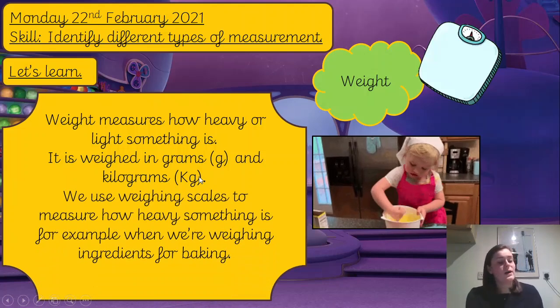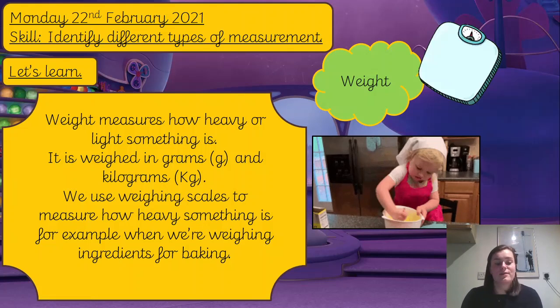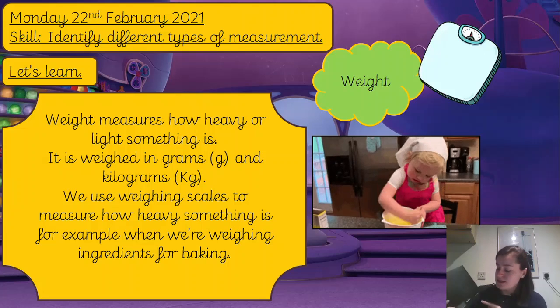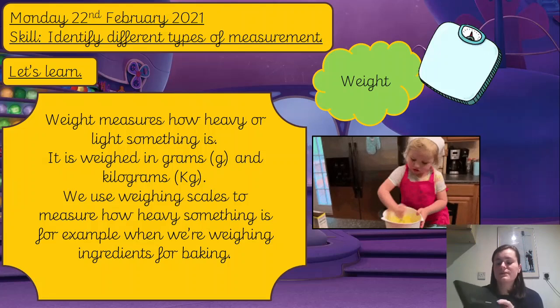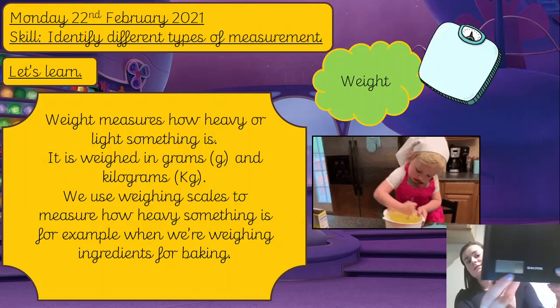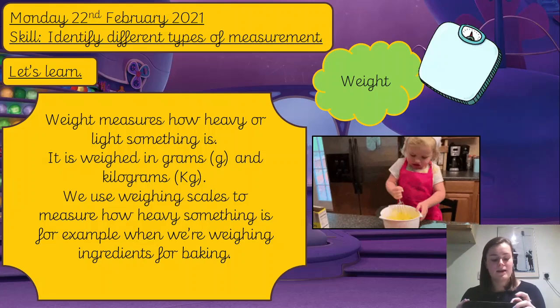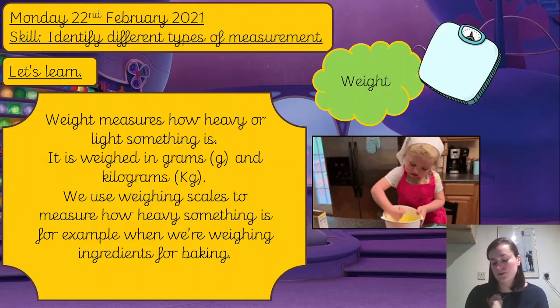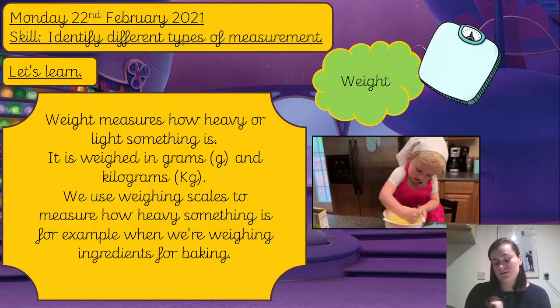So we can use weighing scales to measure how heavy something is, for example, when we're weighing ingredients for baking. So again, these are the scales that I use at home. They've got a little screen here. I don't know if you can see that. Once you've put the item or the object or the ingredient on top of the scale, it tells you on the screen.